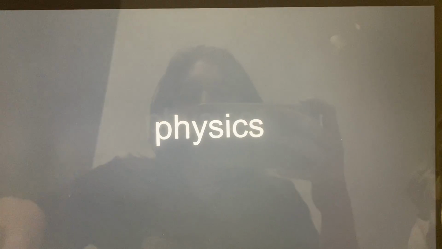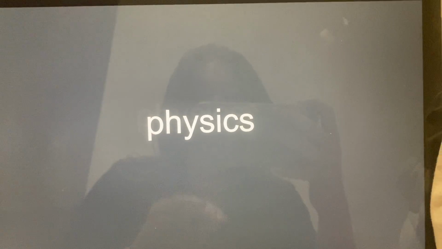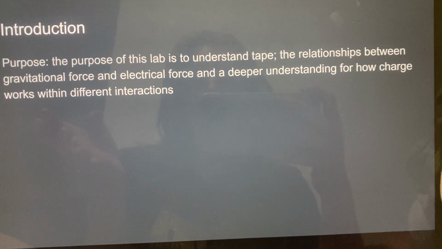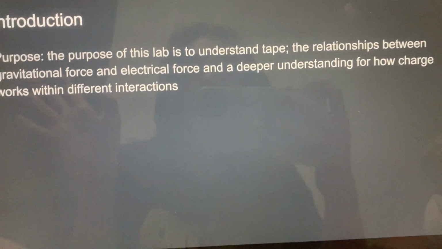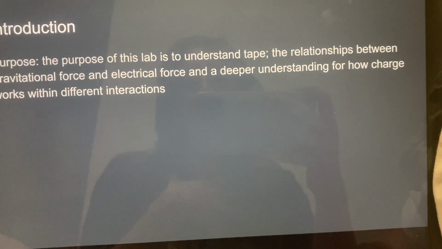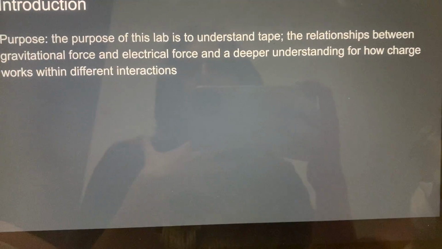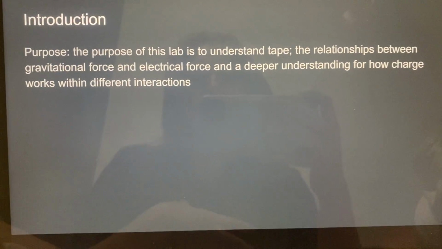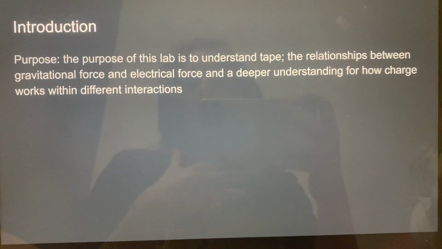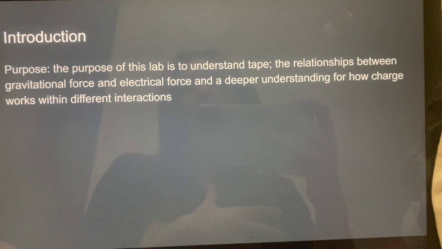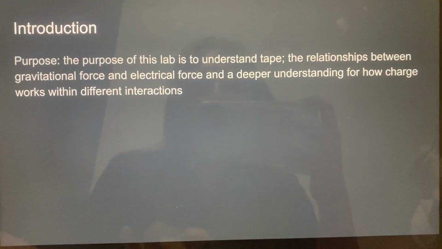Okay, so this is my presentation for Lab 1. The purpose of this lab is to understand tape, but more importantly, the relationship between gravitational force and electrical force, and to have a deeper understanding of how charge works within different interactions, specifically household items, and how things can naturally procure charge and have charge, and how that might affect its physical properties.